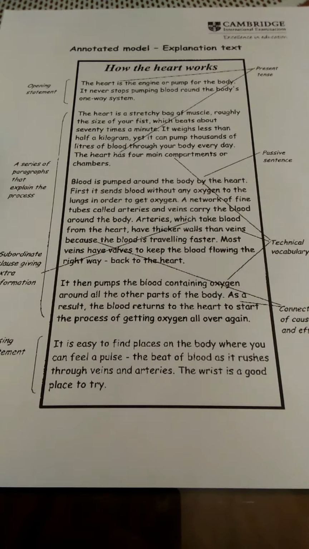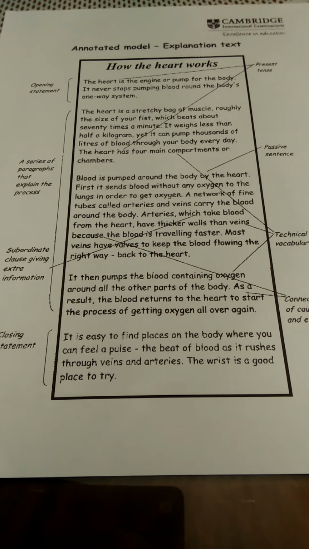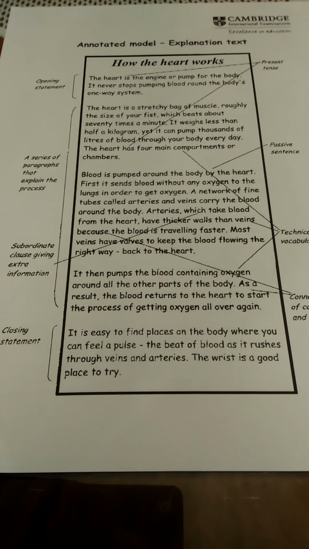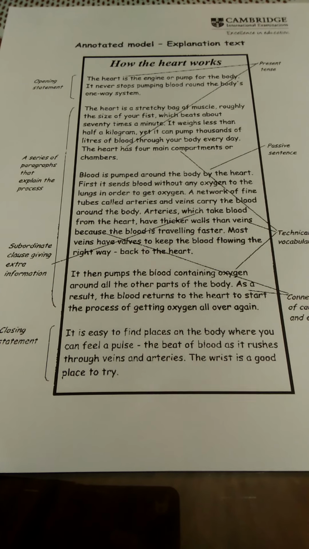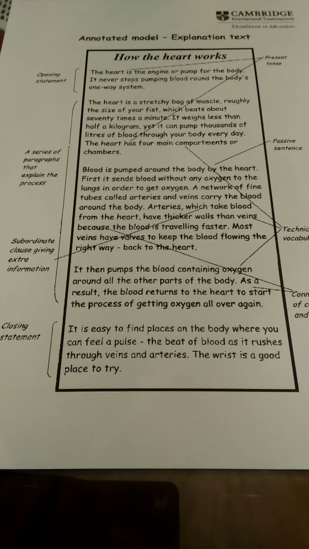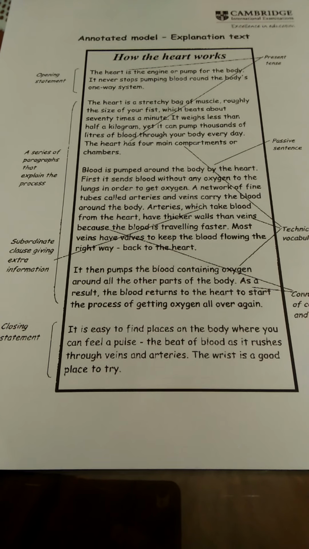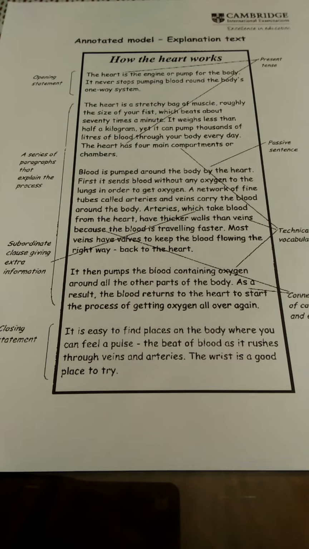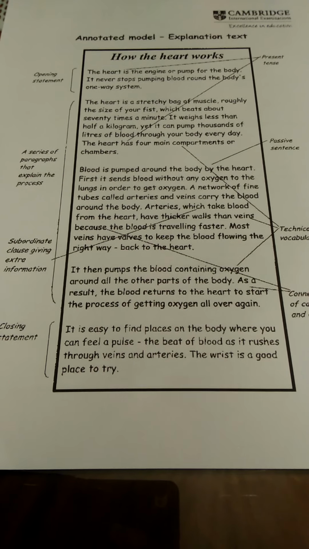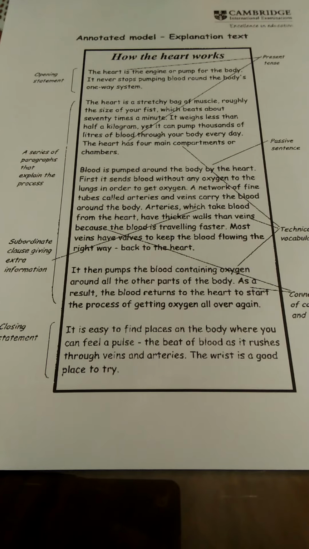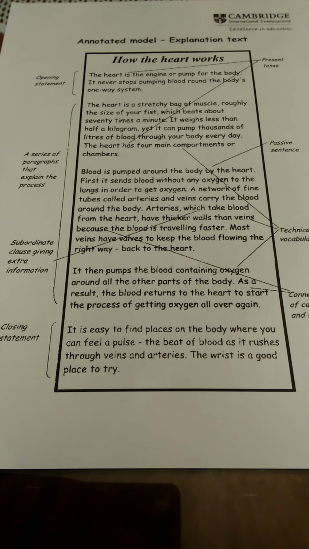We've got an example here, how the heart works. The heart is the engine or pump of the body. Never stops pumping blood around the body's one-way system. This is the opening statement. Like here, you know now what's going to be the explanation text about. The heart is the engine. This is the present tense. It's written in the present tense.